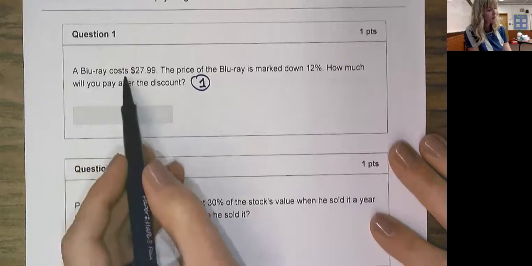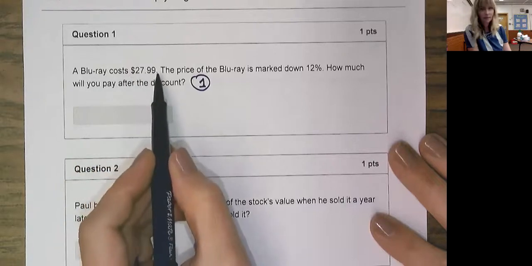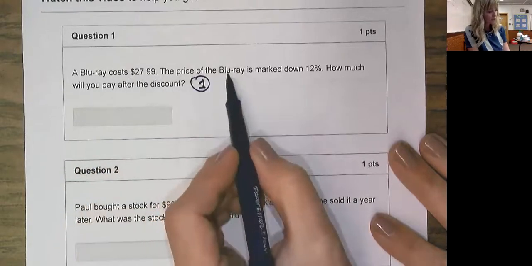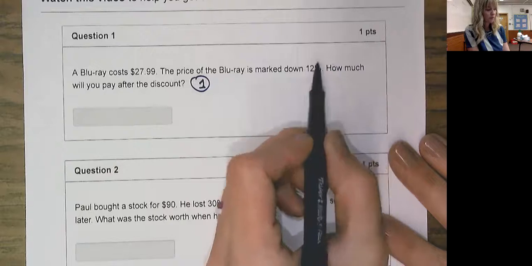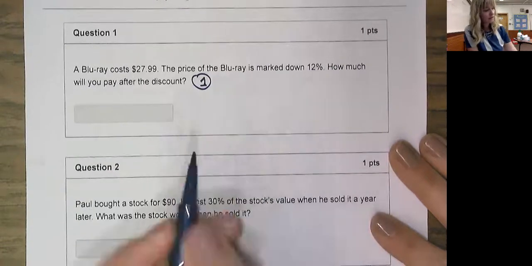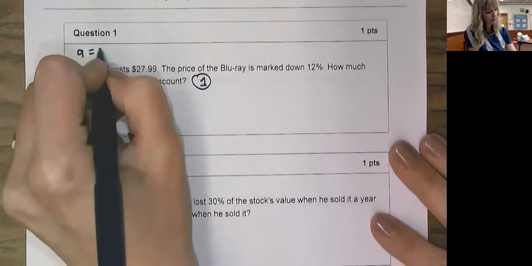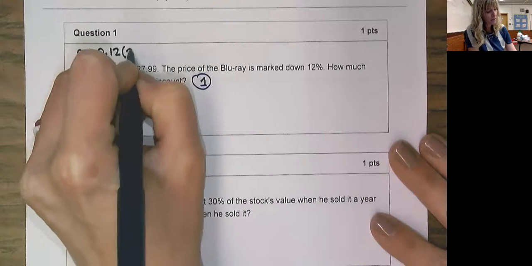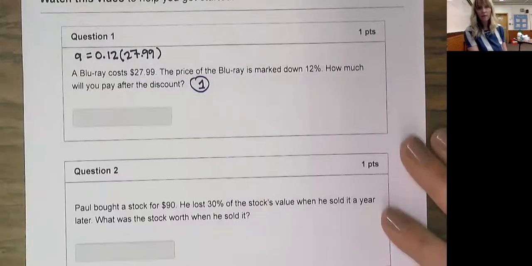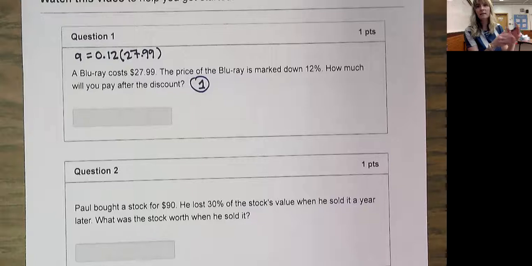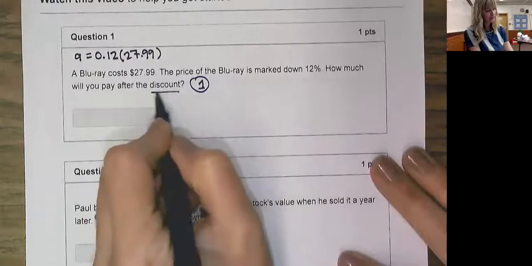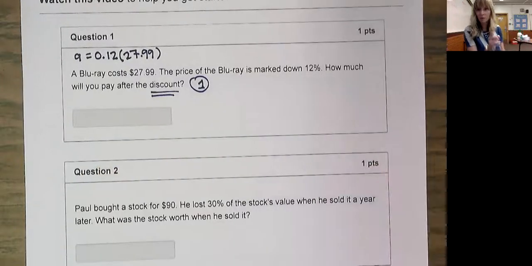A Blu-ray costs $27.99. The price of the Blu-ray is marked down 12%. This is a discount question, and this is how we started it in our notes: A equals P times B. We are absolutely going to do that part, but I'm going to combine it with what I know is going to happen after that. Because this is a discount, I'm going to subtract. So watch what I'm going to do here.